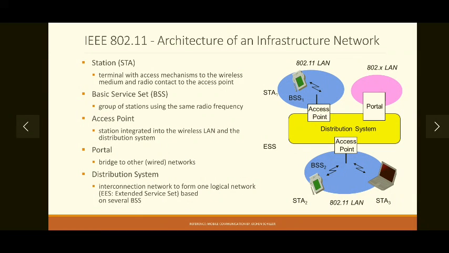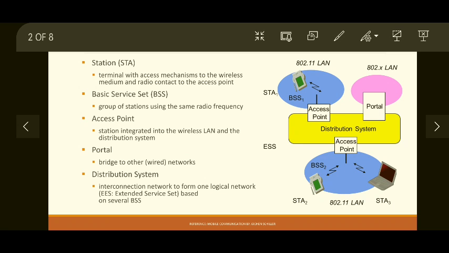The first type was the infrastructure based network. It is standardized under IEEE 802.11. On your screen you can see the diagram of an infrastructure based wireless network, or wireless LAN, in which different entities are shown. As you can see, there are several parts.